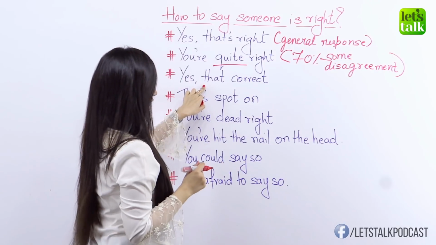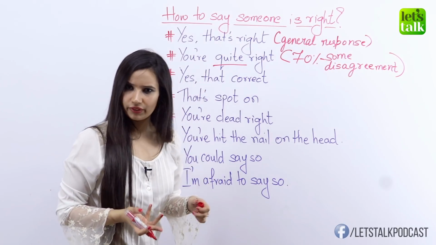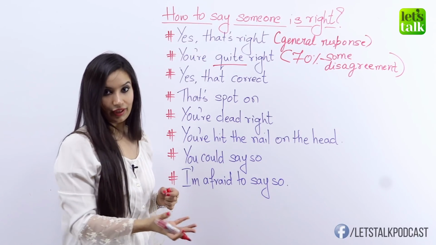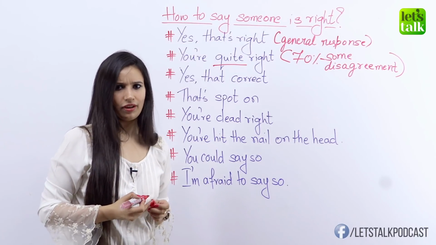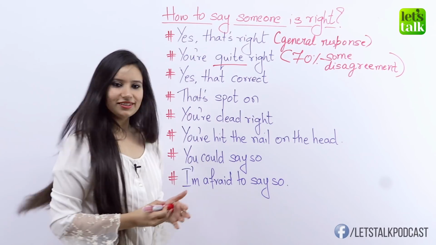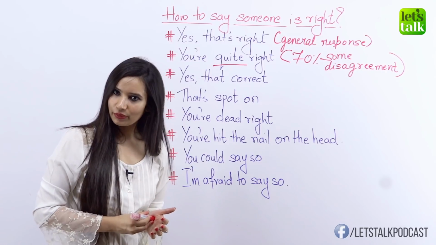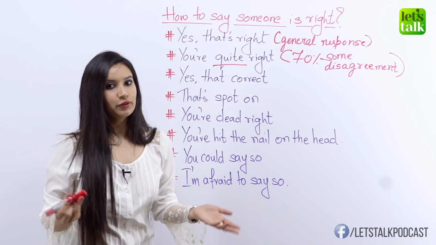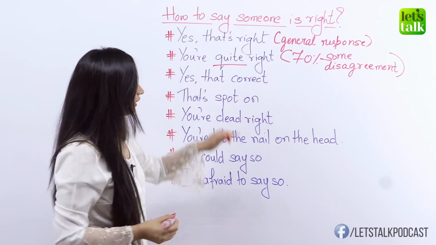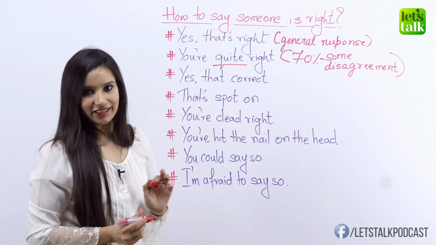The third one here, "Yes, that's correct." If you're the brother of John and your name is Mark, and somebody might ask you, hey Mark, are you the brother of John? What will you reply? Yes, that's correct. I am John's brother. That'll be a perfect answer because here you're completely agreeing with the person and it's also a neutral response like, yes, that's right.